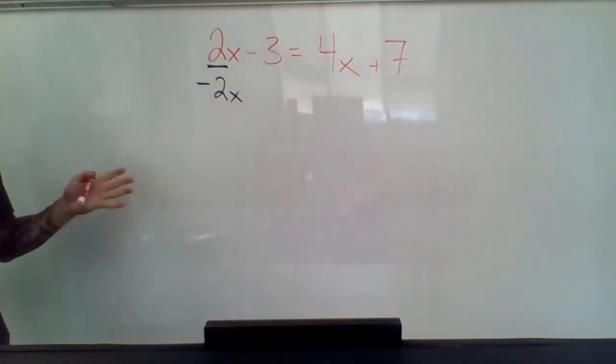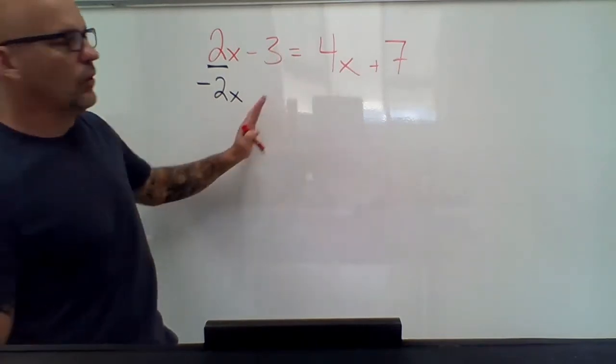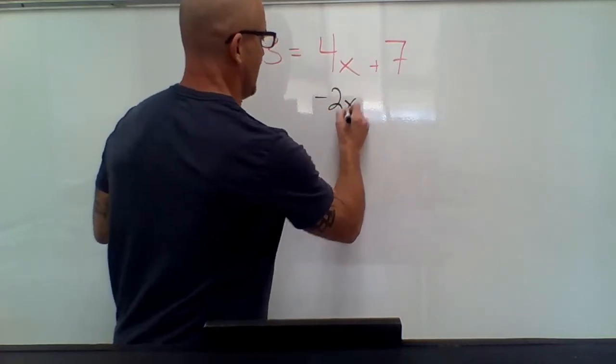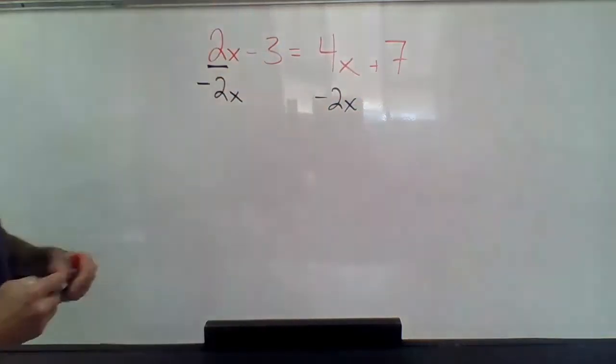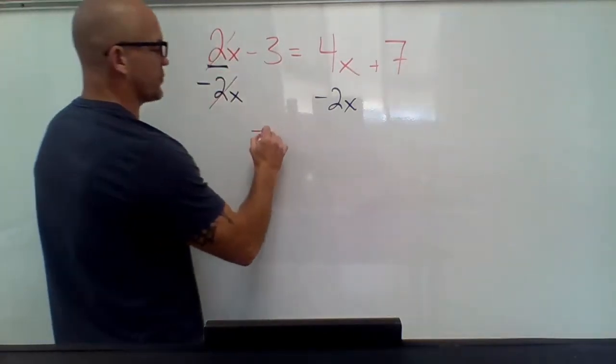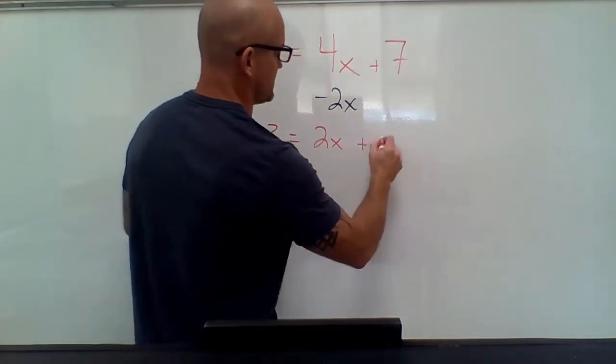Keep in mind, however, we're solving an equation. This is our balance, our fulcrum. We've got to keep it equal. So if I subtract 2x from that side, I will subtract 2x from this side. Now I will come down with all of my work. 2x minus 2x cancels out. Negative 3 comes down. 4x minus 2x, that's 2x plus 7.